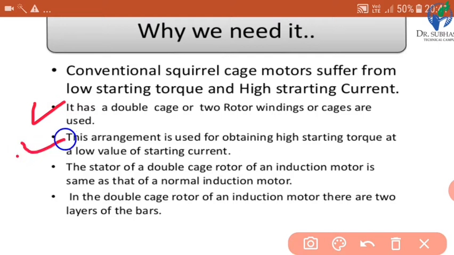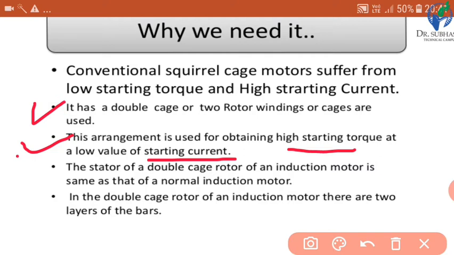It means using this type of construction, the two disadvantages of low starting torque and high starting current can be eliminated, or we can reduce these two things using this arrangement. It means we can obtain high starting torque at a low value of starting current. So this is better for the cage type induction motor.